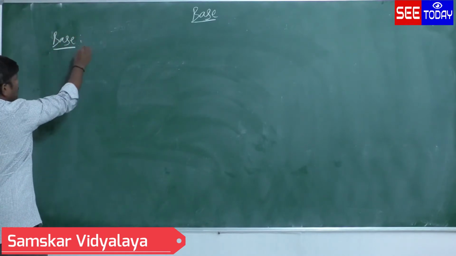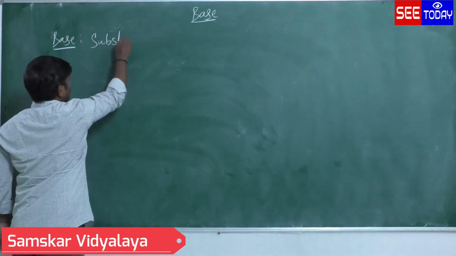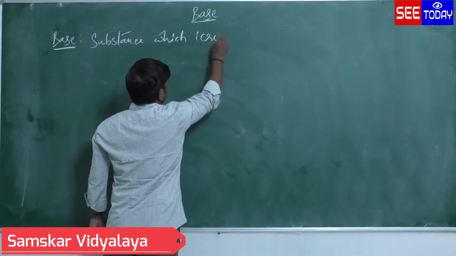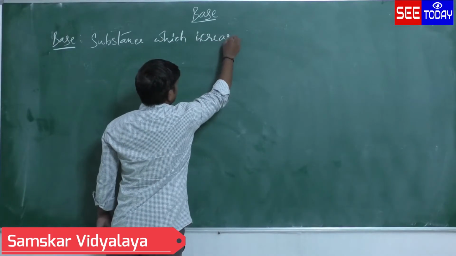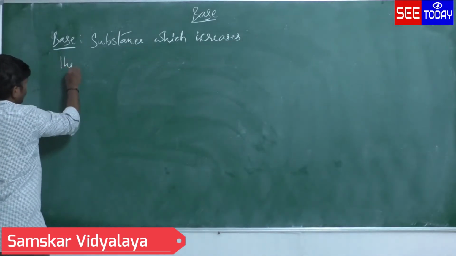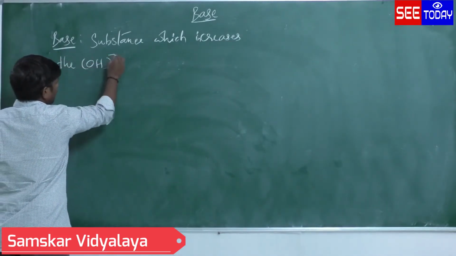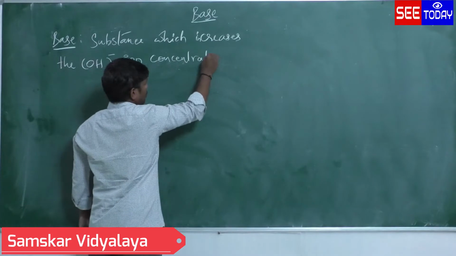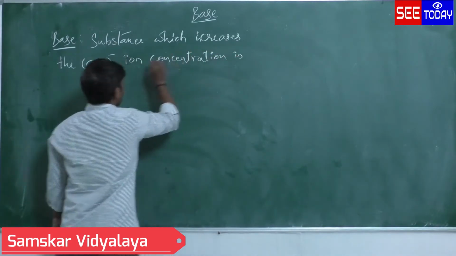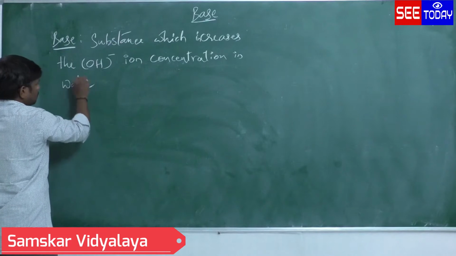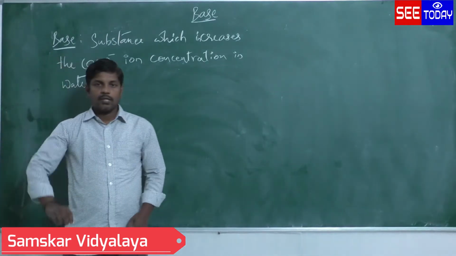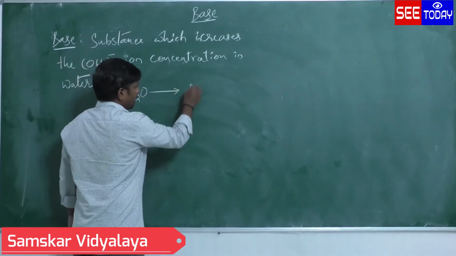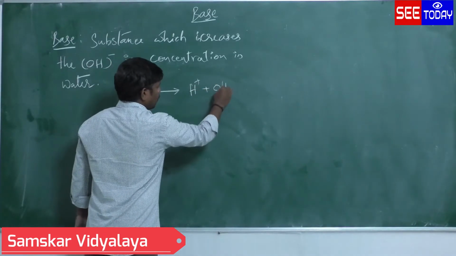A base is nothing but a substance which increases the OH minus ion concentration in water. Normally, water can be divided into H plus ion as well as OH minus ion.